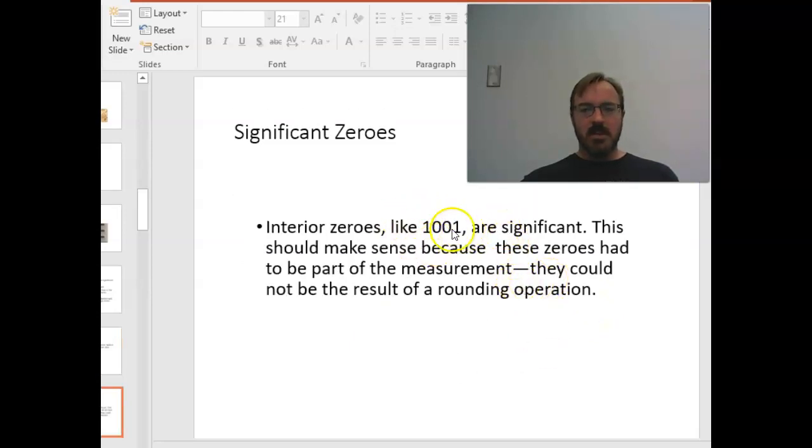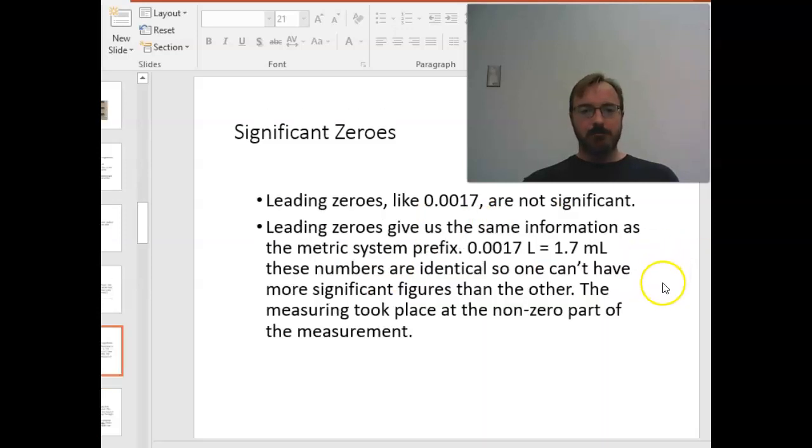So we need some way to deal with zeros which is coherent. For the first thing, interior zeros are not a problem. Interior zeros are always significant. If they're between two non-zero numbers, then they are significant. These zeros had to be part of the measurement because there's another number on the other side. I didn't say, hey, it's about 1,000 centimeters or whatever. I said 1,001. So that was part of my measurement. They weren't part of a rounding operation.